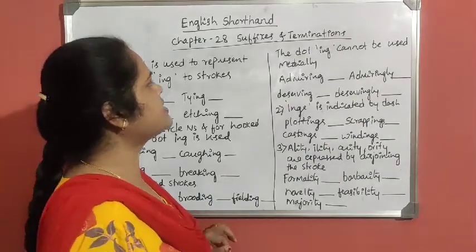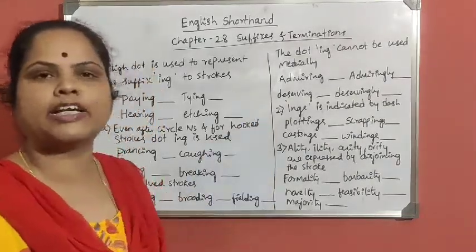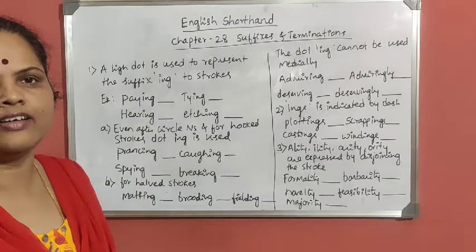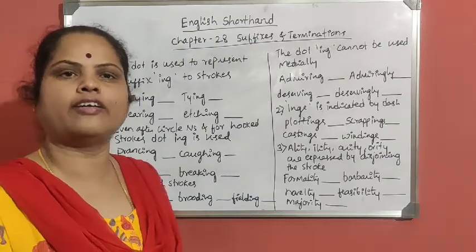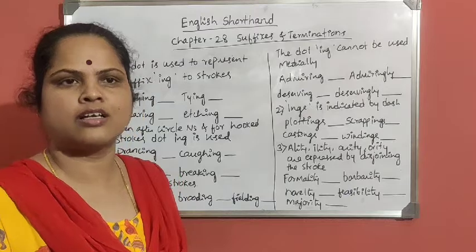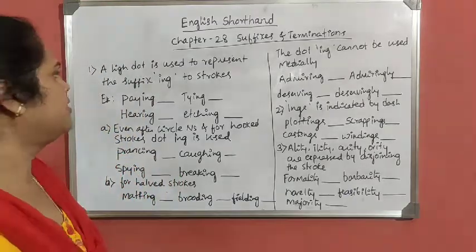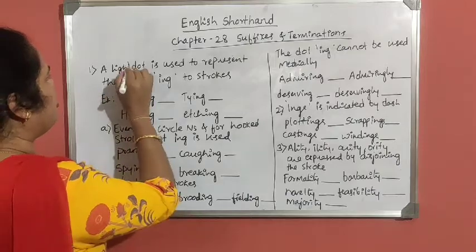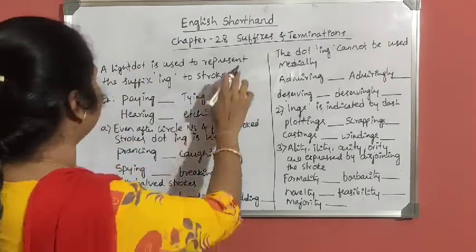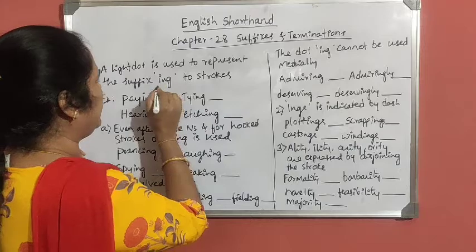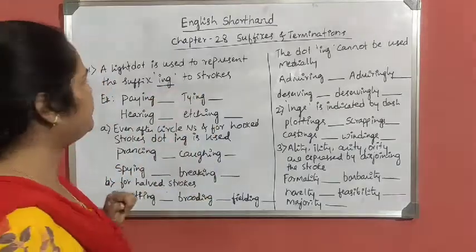Today we will discuss the suffixes and terminations in English Shorthand. In the previous class, I already explained prefixes. Now I will teach you suffixes in English Shorthand. A light dot is used to represent the suffix -ing to the strokes.